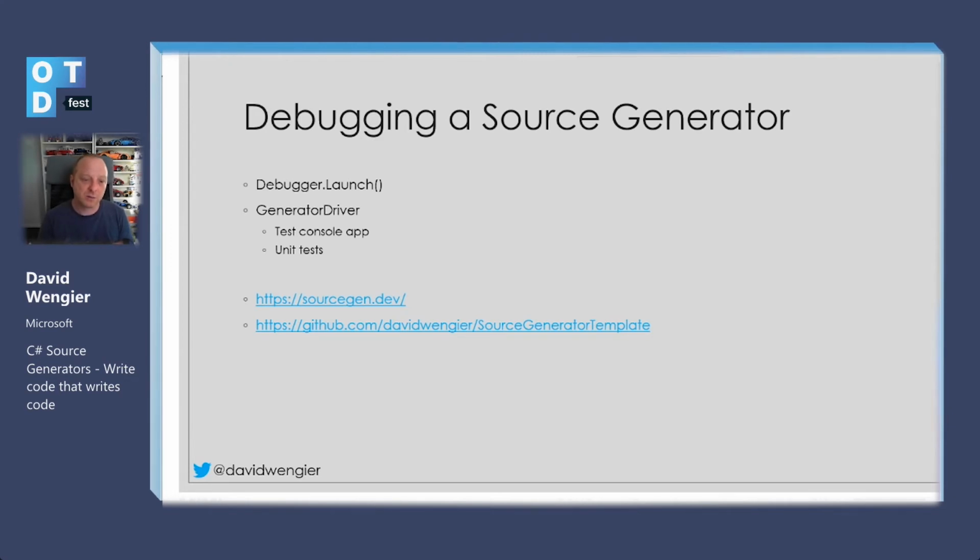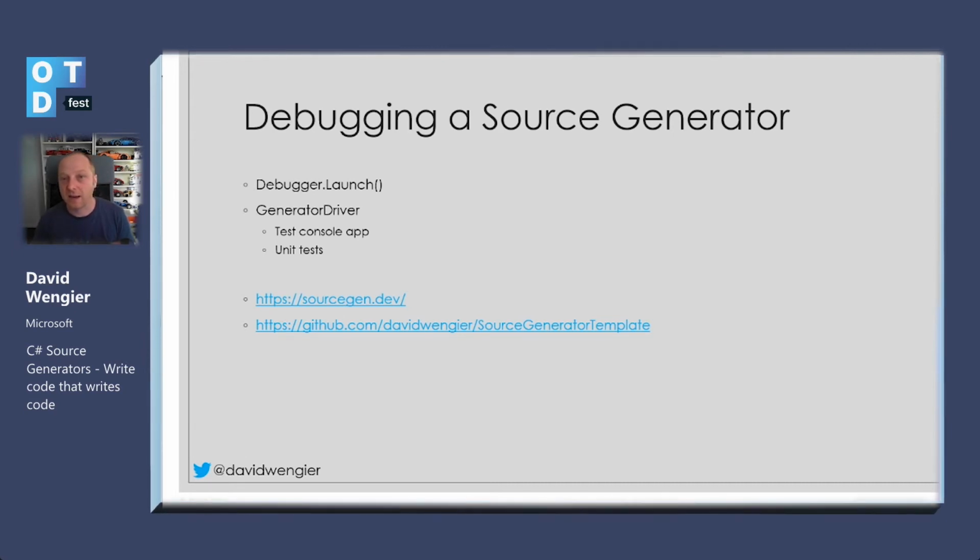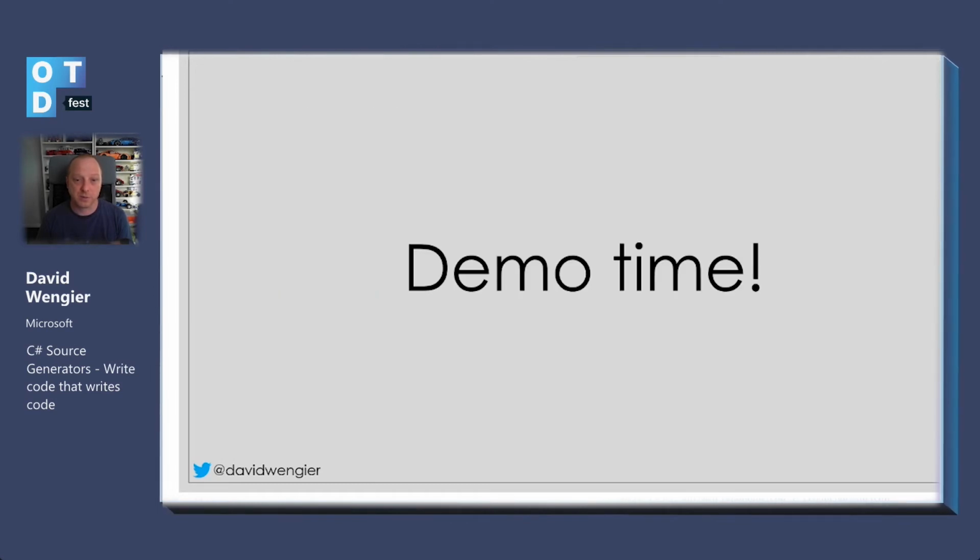I have a link there to a repository of mine called Source Generator Template, and that includes a sample source generator, a sample project, a sample unit test app, and a sample console app that tests these things. I personally use that. Whenever I start a new one, I just copy that, and that's my boilerplate. The other link there is sourcegen.dev, which is a tool I wrote to help me debug them, and that is what I will use now to demo some things.